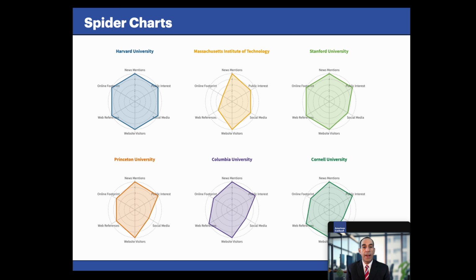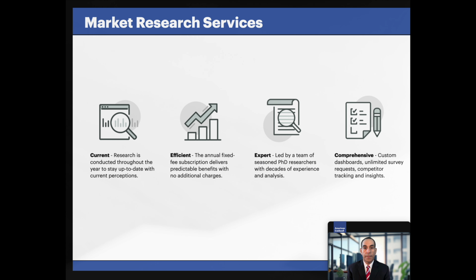We also do an analysis for institutions on a variety of metrics. Here's our six metric spider charts, where we also look at web references, online footprints, etc., to give you a glimpse of how you compare against your competitors.